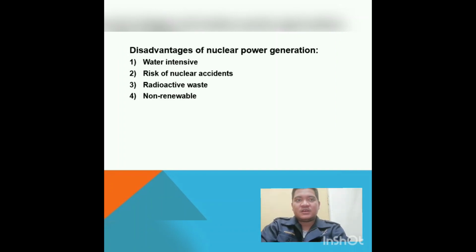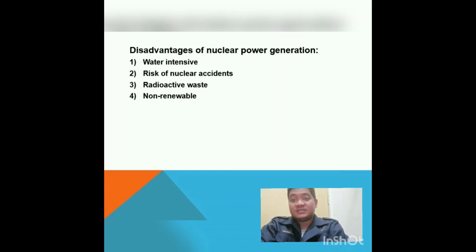So the third one is radioactive waste. Radioactive waste is a disadvantage of using nuclear power. Nuclear power does not release damaging greenhouse gases into the atmosphere, but it produces hazardous waste.